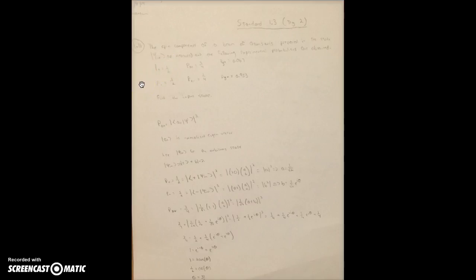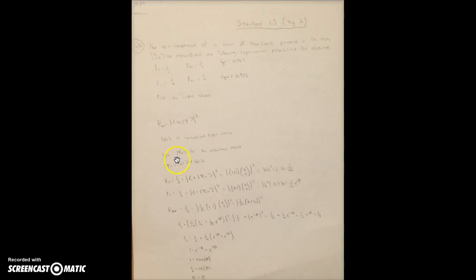So the probability of obtaining the eigenvalue an in a measurement of the observable a in the system in the state phi is found by this formula right here, where the vector an is the normalized eigenvector of a with regard to the eigenvalue an.